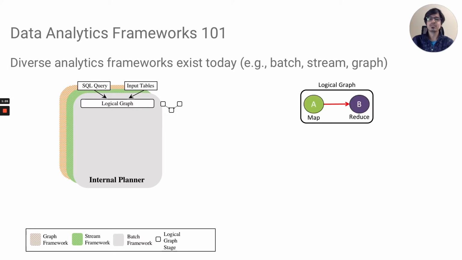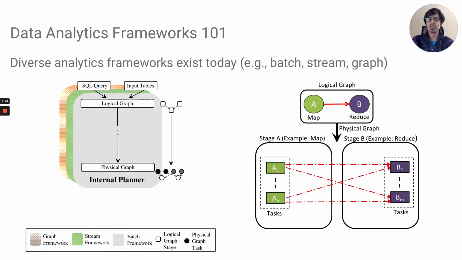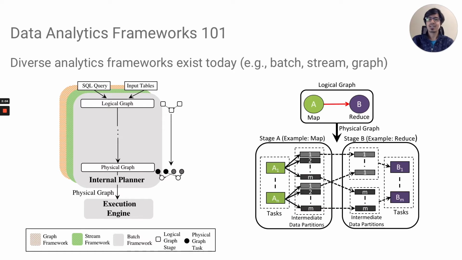For example, in case of a word count job, the logical graph consists of one map stage and one reduce stage. The logical graph then undergoes a number of optimizations to finally give a physical graph which encodes low-level execution details such as the number of tasks per stage and dependencies between them. In case of our word count example, the physical graph consists of n and m tasks corresponding to these two stages respectively. This physical graph is then handed over to the execution engine which orchestrates its execution. In case of our word count example, it first launches the map tasks which generate intermediate data organized in one partition per reduce task, which the execution engine routes to the appropriate reducer for further processing.